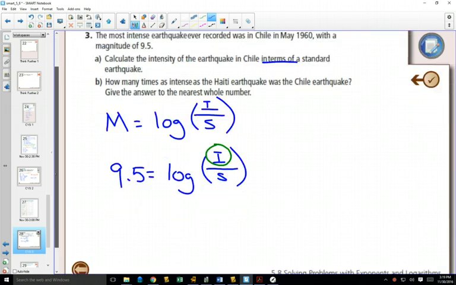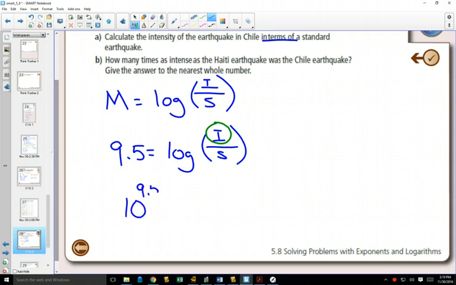What's the base? The exponent? And the answer is I over S. So if we wanted to get I by itself, we'd have to multiply both sides by S, and that tells us the intensity in terms of S. In other words, what this is saying is that the earthquake in Chile was 10 to the 9.5 times more than what the standard comparison is, sort of what things are like right now. That's a lot. It's a lot more intense.